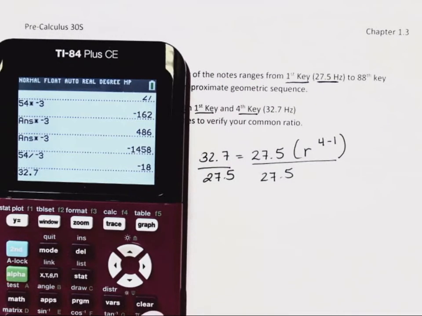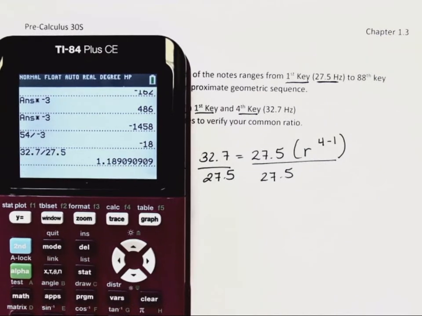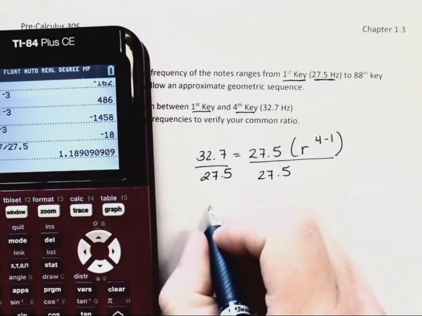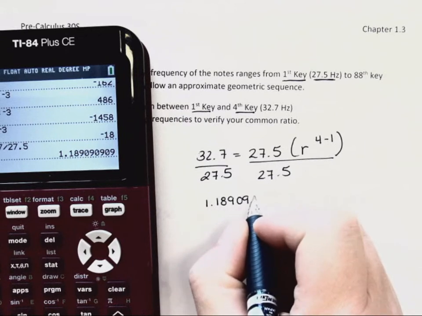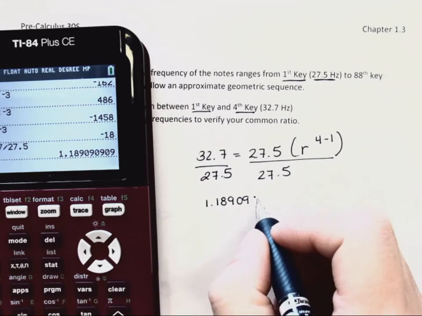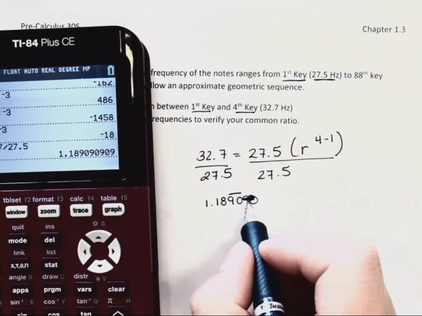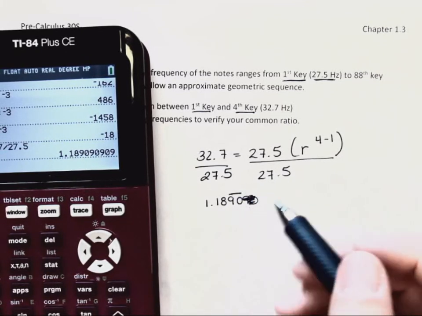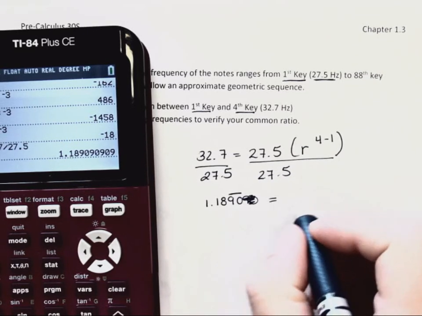Sorry, I'll put this down here so you can see it. 32.7 divided by 27.5 is going to give me, and again, we want to use all those decimal places. We only round in our answer. What do you notice about the pattern here though? It's repeating. 90 repeats. So I can just put that line on top of it, but the line only goes over the 90 because that's the part that's repeating.